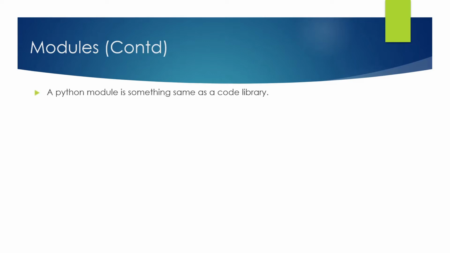So let us understand what exactly is a module. A Python module is something same as a code library. If you have studied any high-level languages such as Java, you know about the concept of packages. It's somewhat related to that. It has an extension .py. So if you write your own module, you have to give an extension .py, which is a normal program extension that you have already gone through.